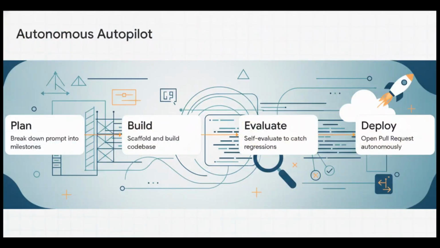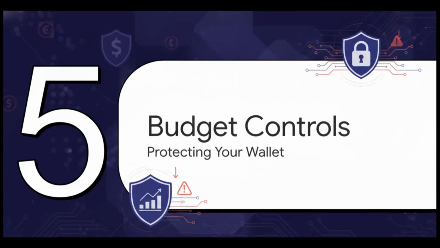This is what true autonomy looks like. First, the agent automatically breaks your project down into logical milestones. Next, it scaffolds and builds out the codebase. Then, and this is absolutely key, it uses a dedicated evaluator model to self-evaluate its own code at every step. This catches regressions before they even have a chance to compile and break your build. It runs completely hands-free right up until it confidently opens a final pull request. Seriously, no babysitting required.